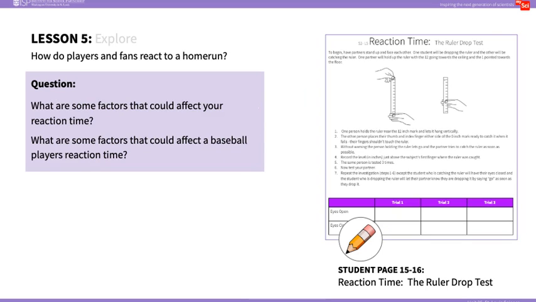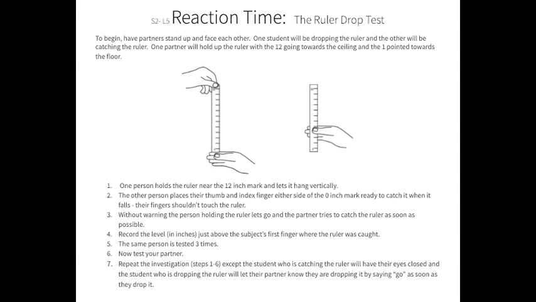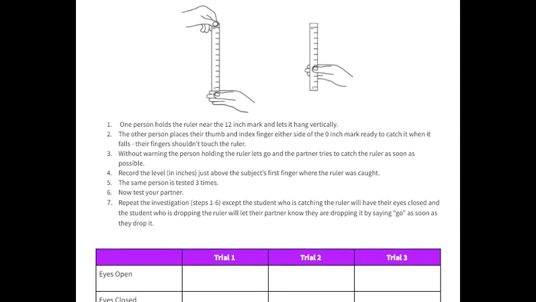In the explore portion of this lesson, students will complete a reaction time lab. This lab will show students how our brain receives information from our receptors and then tells our body how to react to that information. For this lab, you'll put students in pairs and you'll give each pair of students a ruler. In this reaction time lab, students will conduct two tests.